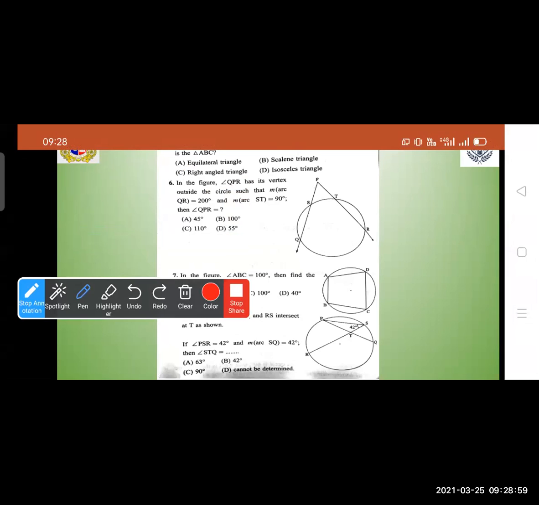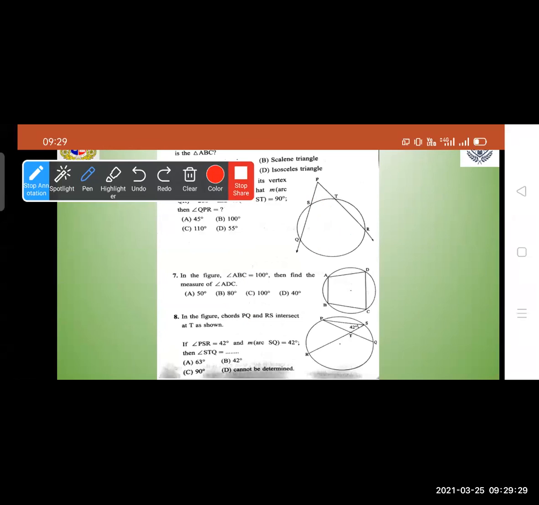In the figure, QPR has one vertex outside and the measure of arc QR is given. This one is 200 and ST is given as 90 degrees. You have to find angle QPR. So this one is 200. As we know, the inscribed angle theorem. Then easily we find this one is 100, and half of 100 is 55 degrees.